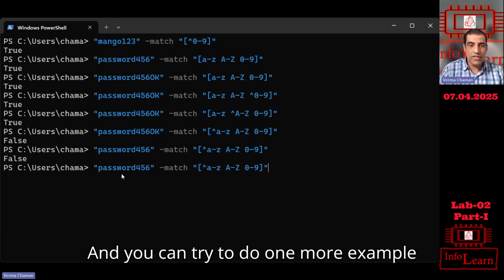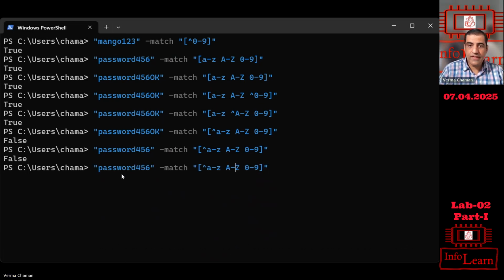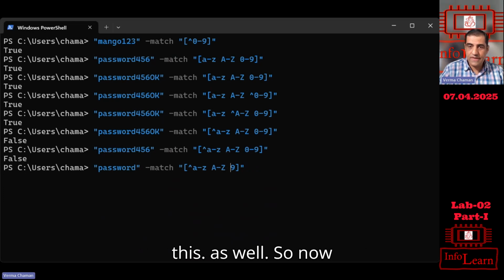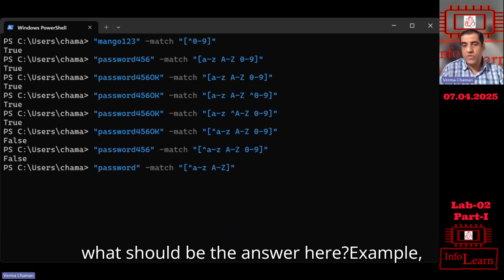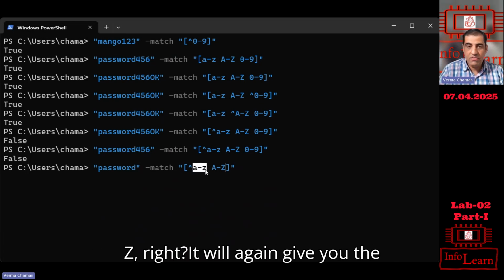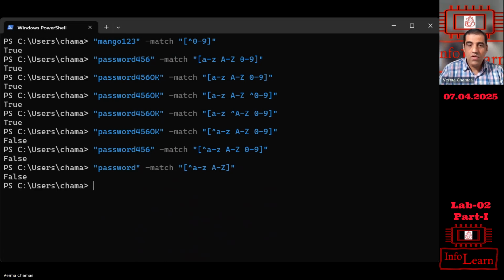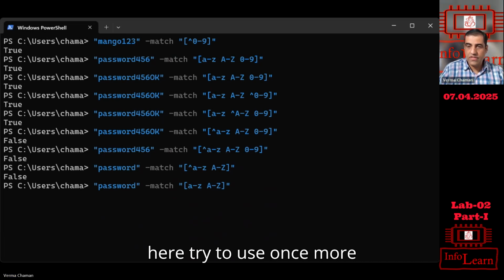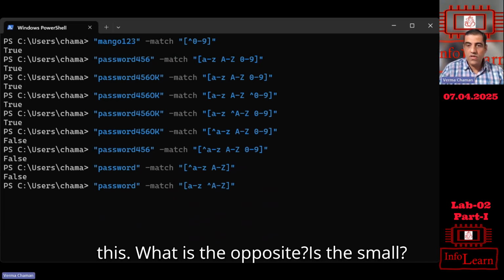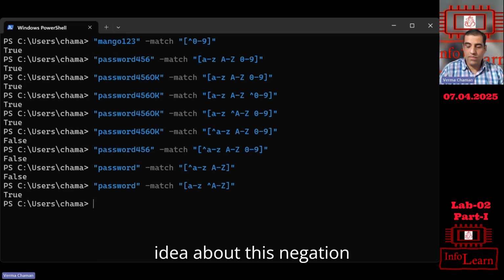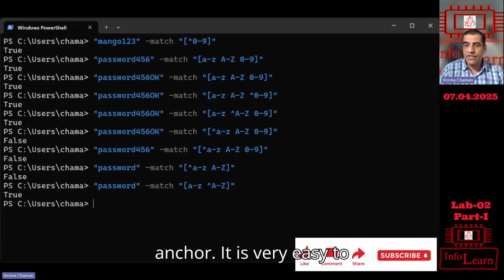And you can try one more example here. Try to remove this number, and you can remove this as well. So now what should be the answer here? For example, what is the opposite of this? Capital A to Z, right? It will again give you false. And here, try to use this once more. What is the opposite? It is the small, so that is true. I hope you got the idea about this negation anchor.